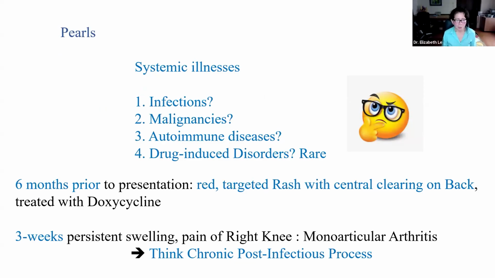Our patient, 6 months prior to presentation, had a red target-like rash with central clearing on his back. He was treated with doxycycline, and the rash went away. But for 3 weeks now, he has had persistent pain and swelling of the right knee. And there's only one joint, monoarticular arthritis. At this point, you have to think, okay, possibly an infectious process, but it is a chronic post-infectious process.